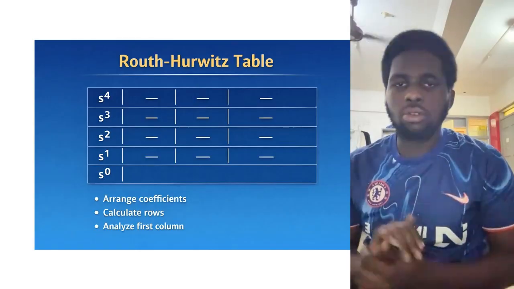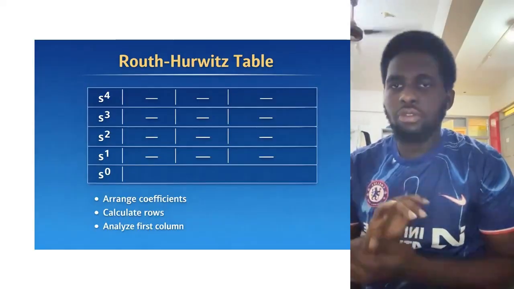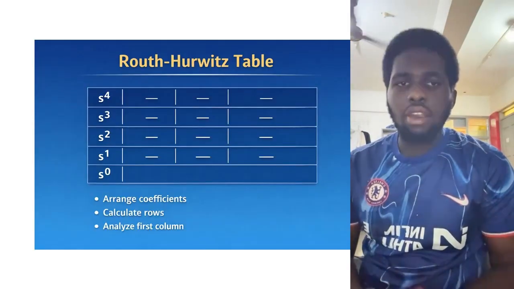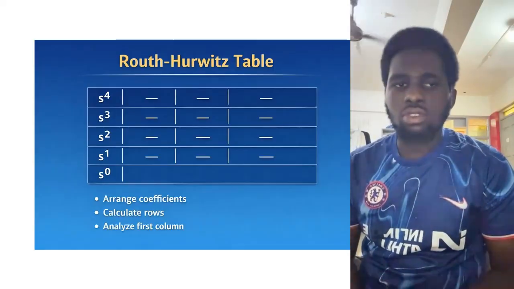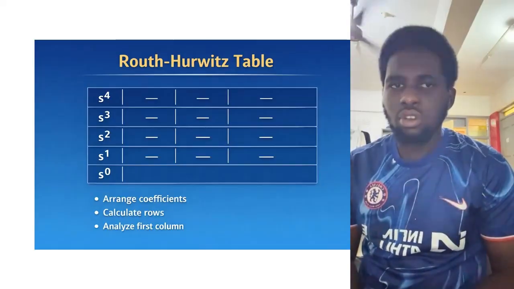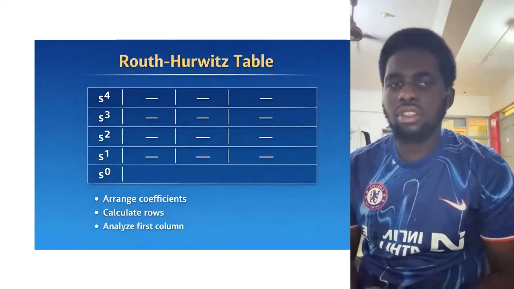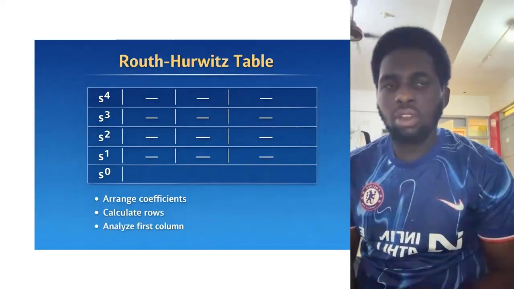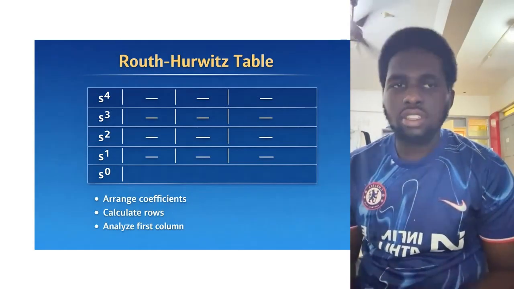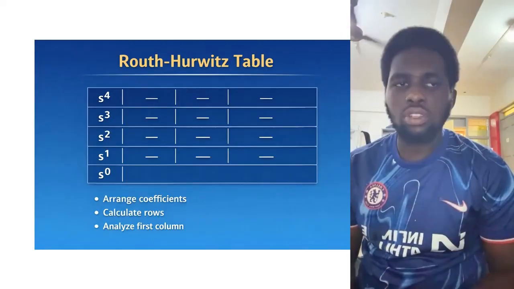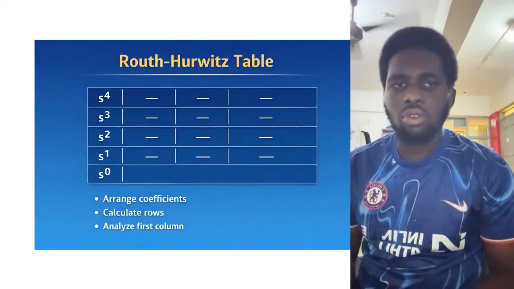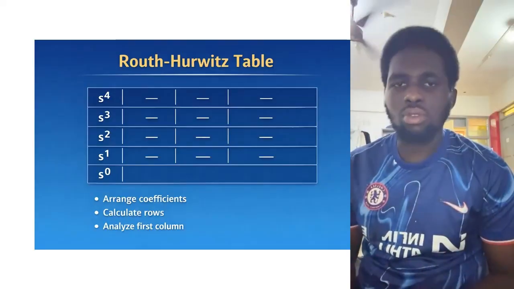I'm going to talk about the concept of the Routh table. To solve this, we use the Routh method. The Routh criterion is a rule used in control systems to determine whether the system is stable or unstable without actually solving the characteristic equation. Instead, we construct something called the Routh table, and by analyzing the values in that table, we can determine whether the system is stable or not.